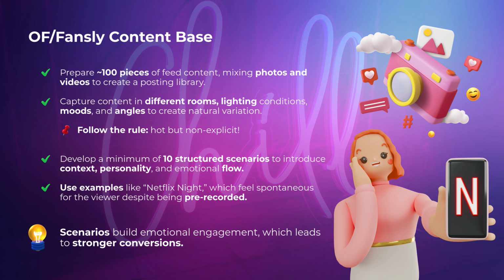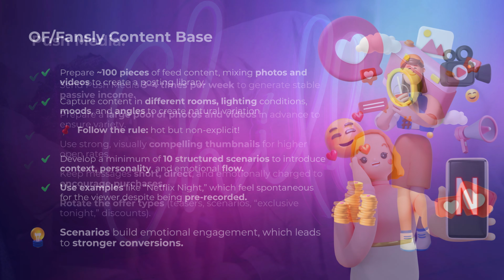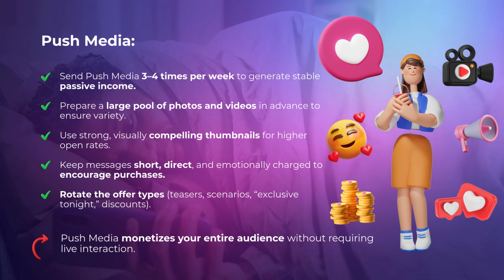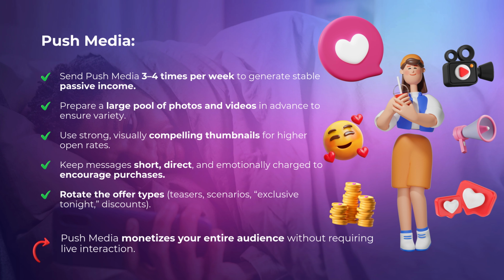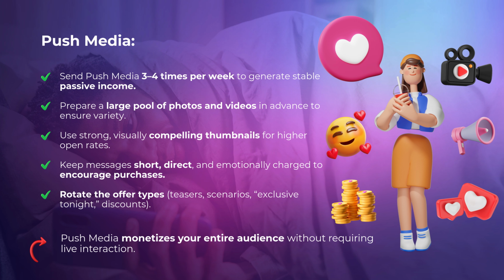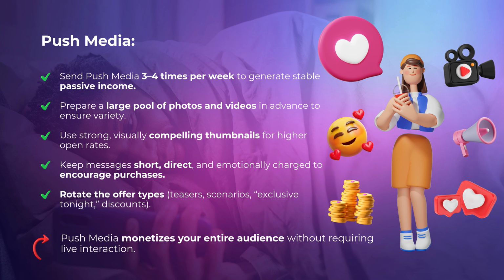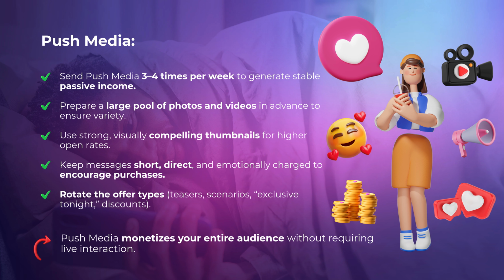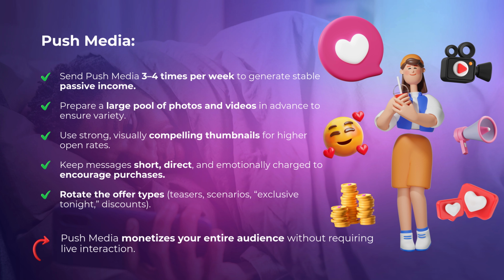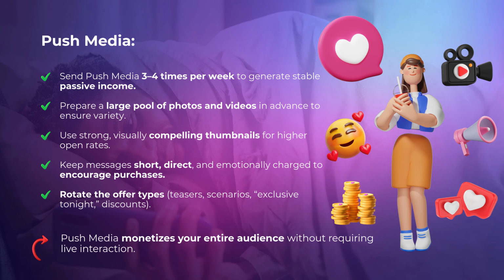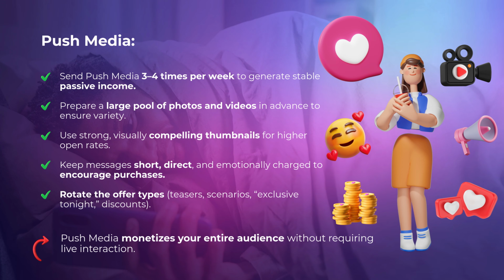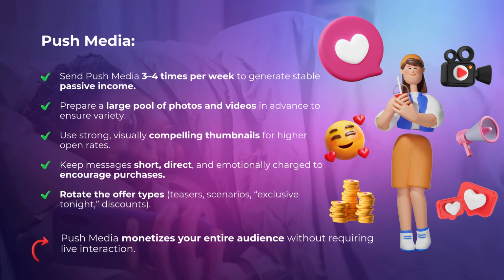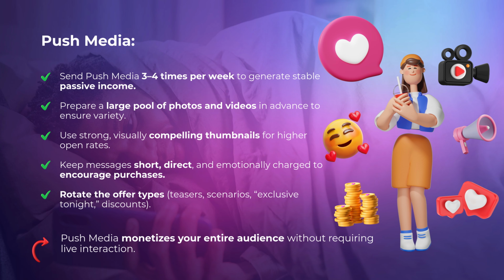You can also prepare photos and videos for push media. This is very important. Push media allows you to send mass messages to all your fans. You can do this 3 or 4 times a week, and it will allow you to earn passive income without communicating directly. You will always have fans who will buy this type of push media. Don't worry, this works. Now you need to work on this using a strong visual stereotype, a beautiful photo that clearly represents the push message. You can start working on the content by asking your model to create 50 photos and 50 videos.